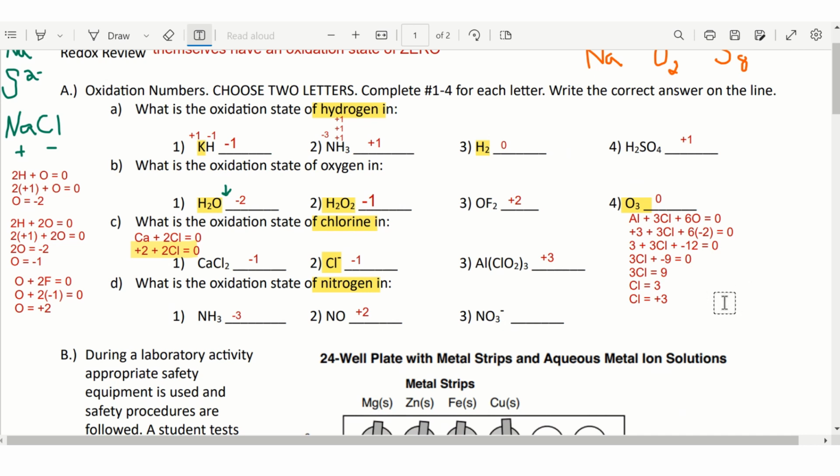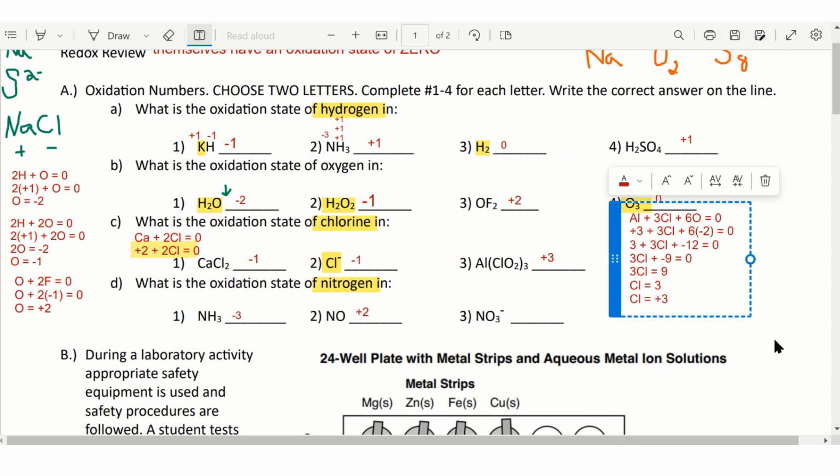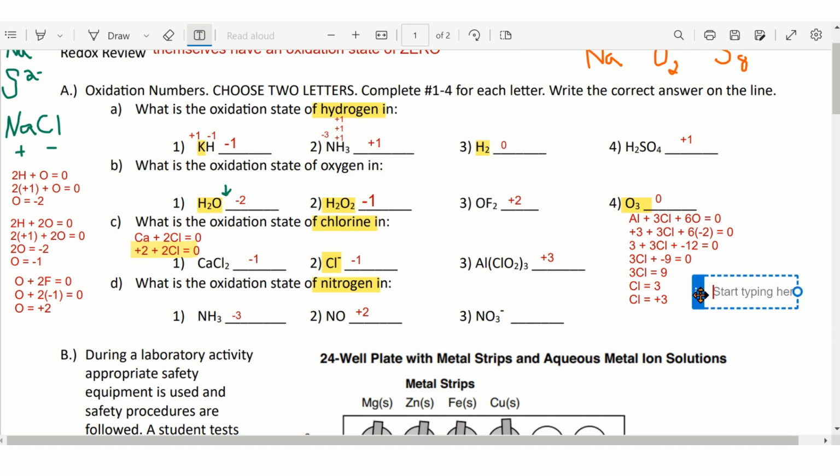Ready? So I have nitrogen plus 3 oxygen, but it does not equal 0. What does it equal? Negative 1. So be careful. Here's an example with that, right? Pay attention. So I'm solving for nitrogen, so I have to use oxygen to help me do it, right? So 3 times negative 2 equals negative 6.